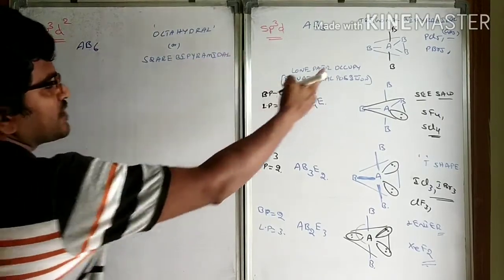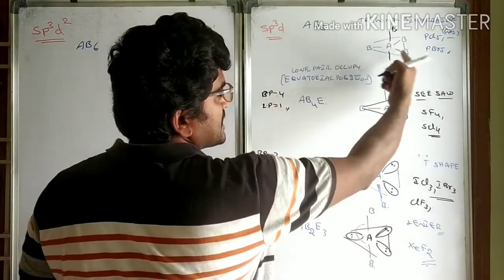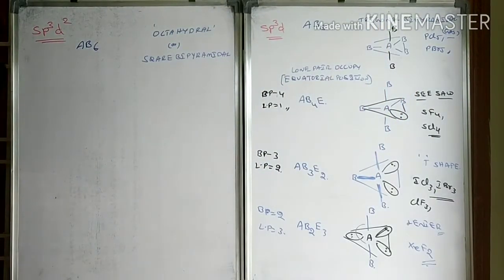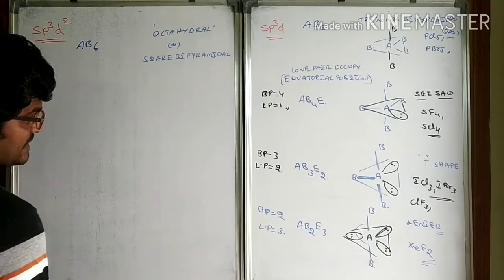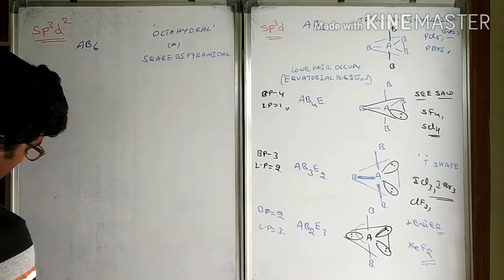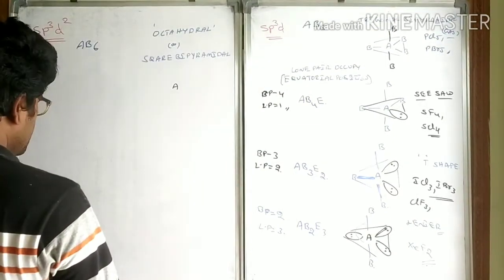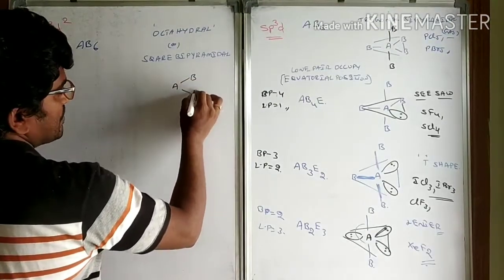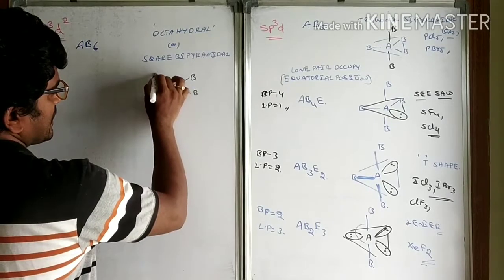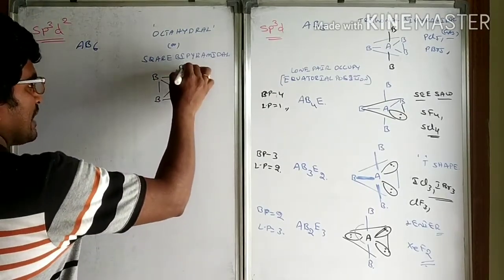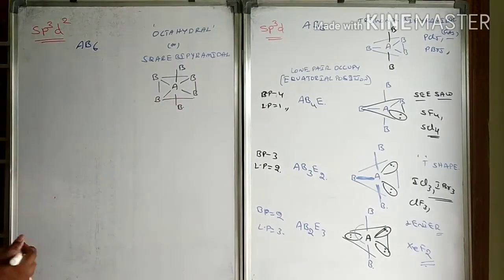Here you see trigonal bipyramidal. Why? There is a triangular base, and above one B will be there and below one B will be there. That's why we call it trigonal bipyramidal. Here, why we call it square bipyramidal: A is present in the center, B is present in the corners of a square, one B will be above the plane and one B will be below the plane.